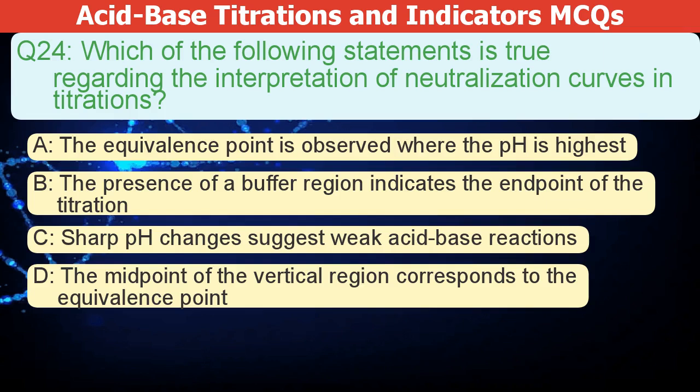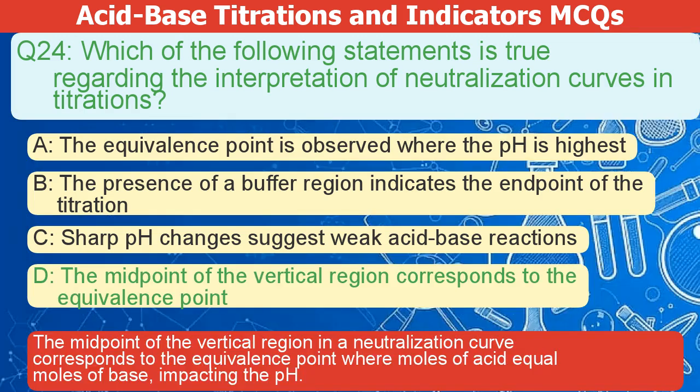Which of the following statements is true regarding the interpretation of neutralization curves in titrations? A. The equivalence point is observed where the pH is highest. B. The presence of a buffer region indicates the endpoint of the titration. C. Sharp pH changes suggest weak acid-base reactions. D. The midpoint of the vertical region corresponds to the equivalence point.